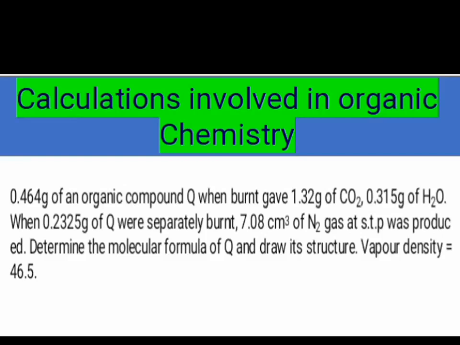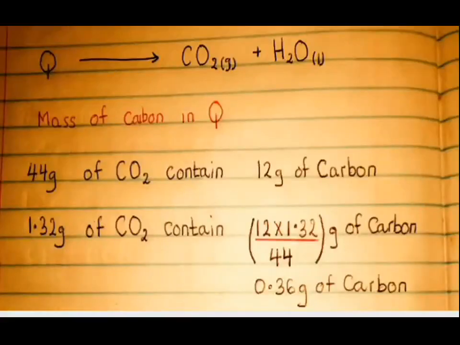So how do we go about this question? How can we solve and get the structure of this organic compound? So let us see. From the question, we say that Q was burnt to carbon dioxide and water. Therefore here we need to get the mass of carbon in Q. So how do we get that mass of carbon in Q?